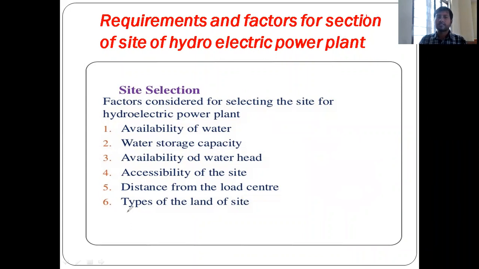And the next one is the type of land at the site. This is also important. In some places volcanic eruptions, and in some places earthquakes, may take place. In such land areas we never consider constructing these hydroelectric power plants. So these are the constraints we need to take into account while constructing a hydroelectric power plant.